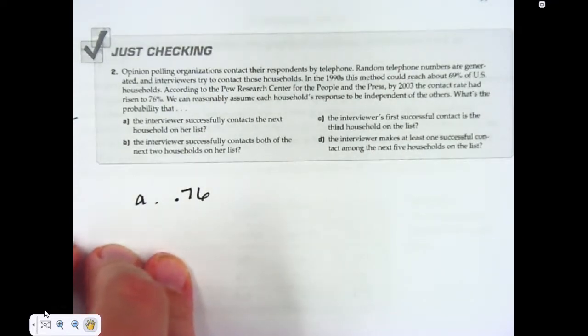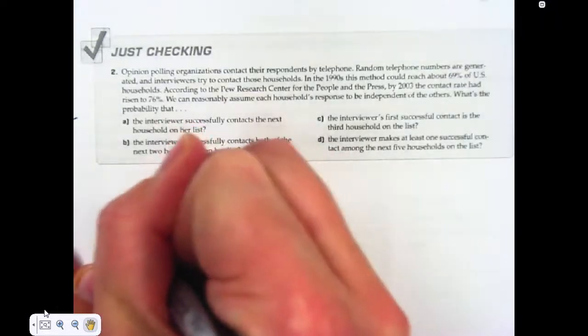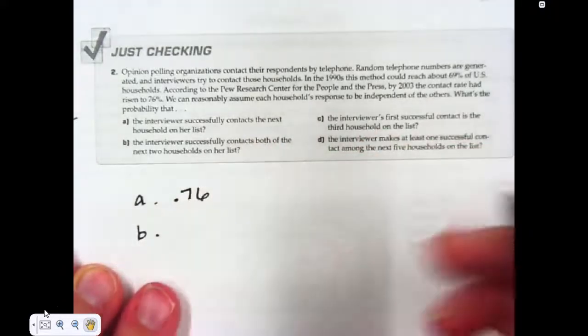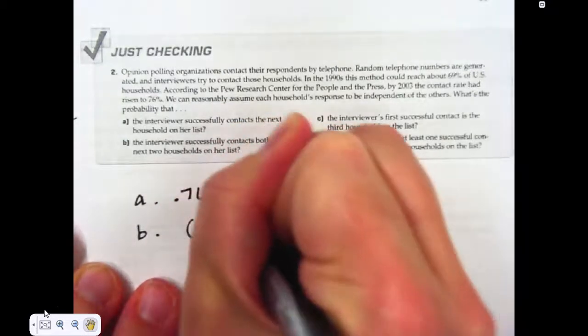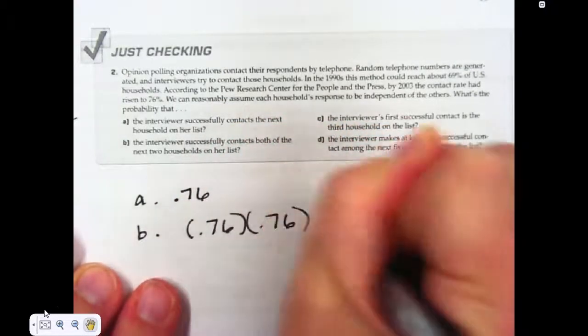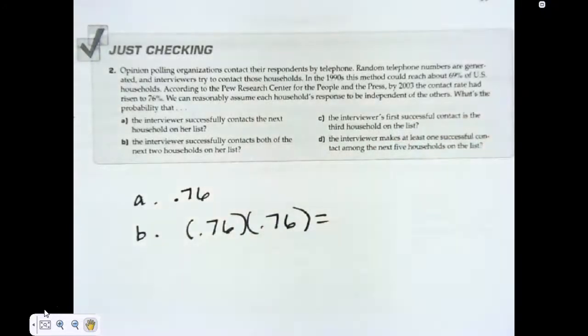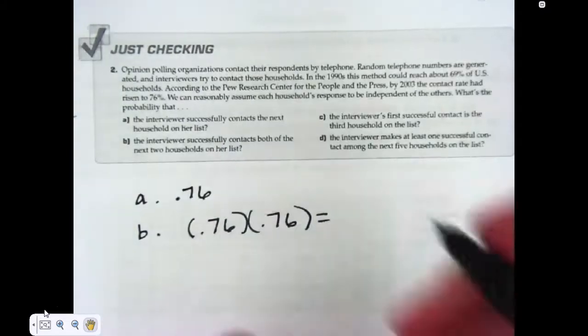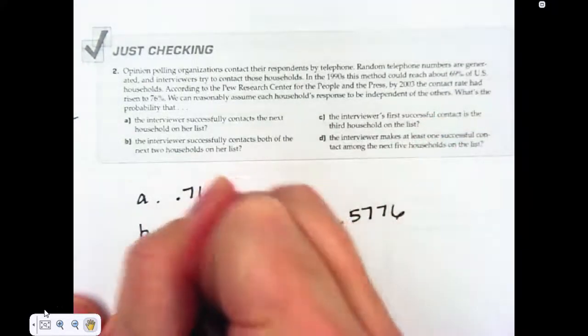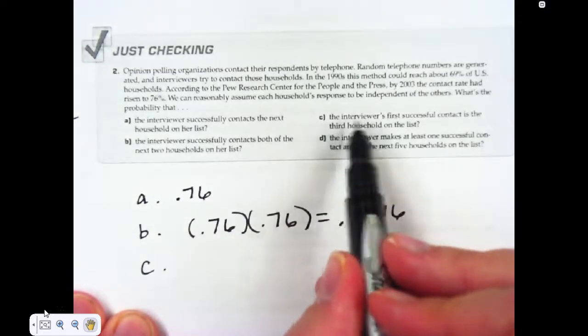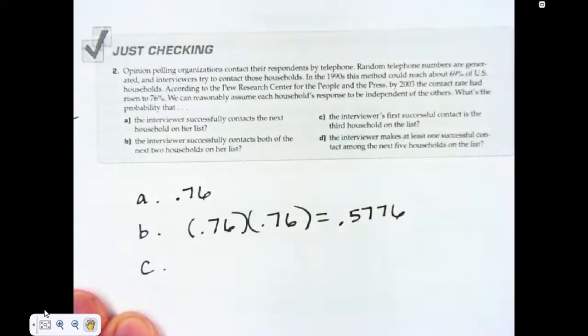Okay, for B, the interviewer successfully contacts both of the next two households. Now, if you remember way back when you had to do the probability, when you want two independent events consecutively, you're going to multiply them. So two households would be 0.76 times 0.76. So I'm just going to go ahead and multiply those. You could also take 0.76 squared. Okay, so the probability that you're going to get both is about 0.5776.